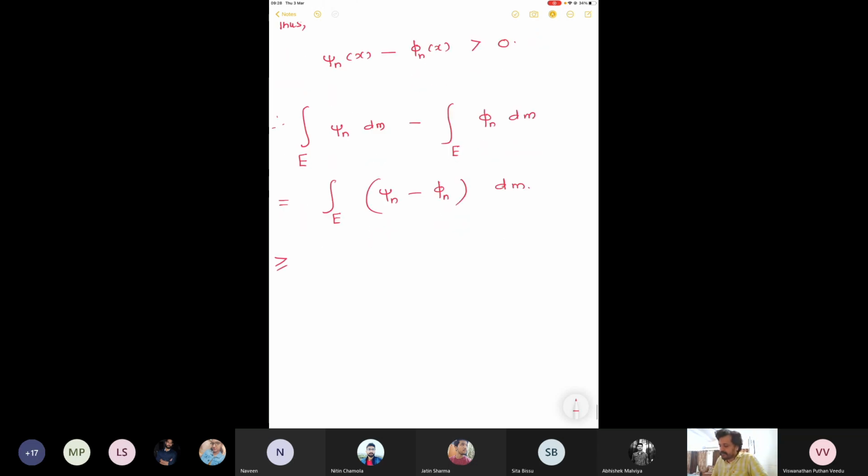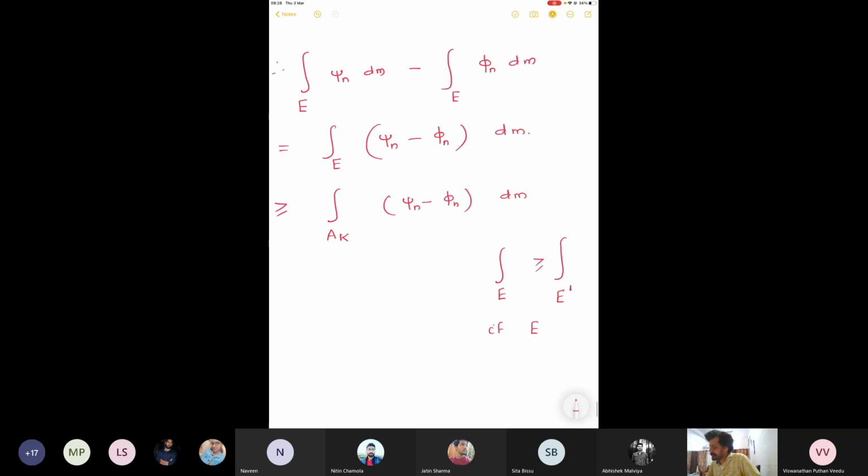That is greater than or equal to the integral over AK of psi n minus phi n dm. This you need to prove. I think I have not listed this property: if you have a simple measurable function, the integral over a larger set E will be greater than or equal to the integral over E dash, if E is a superset of E dash. This you have to prove.